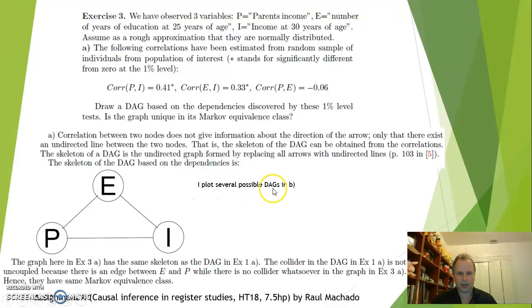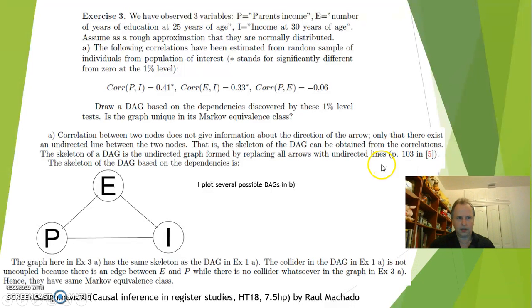I plot several DAGs in part B. The graph is the same, because in order to get the unique Markov equivalence, they have the same skeleton as exercise number 1, and the collider in exercise number 1 is not uncoupled because there is an edge between E and P, while there's no collider whatsoever in this one. This is only the skeleton, so hence they have the same Markov equivalence.